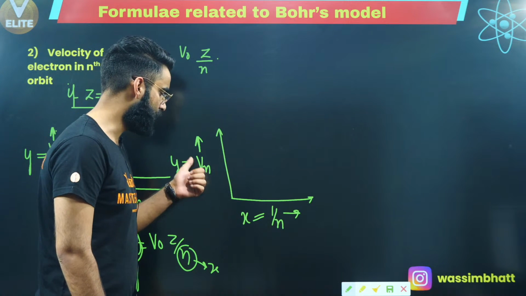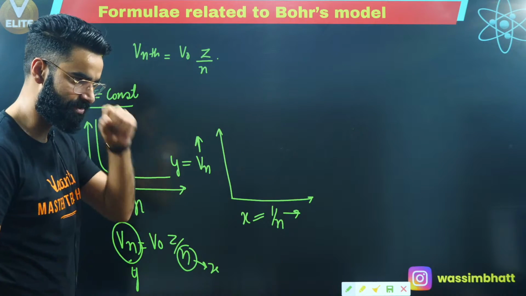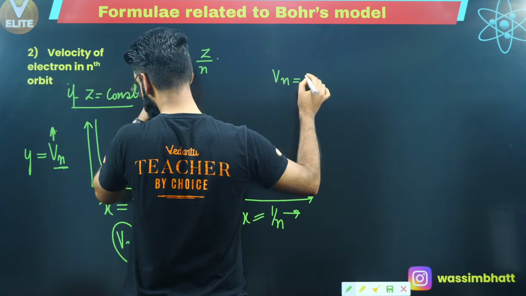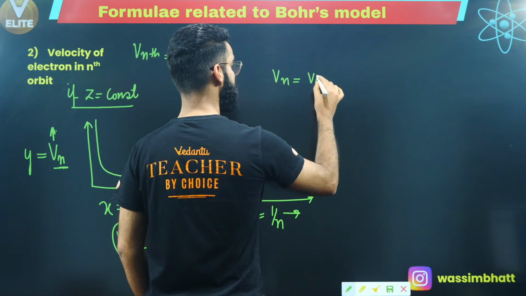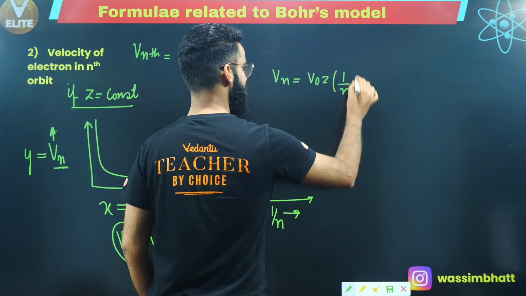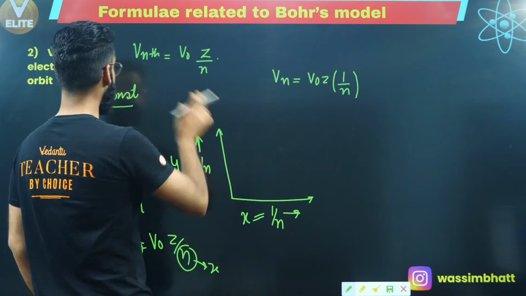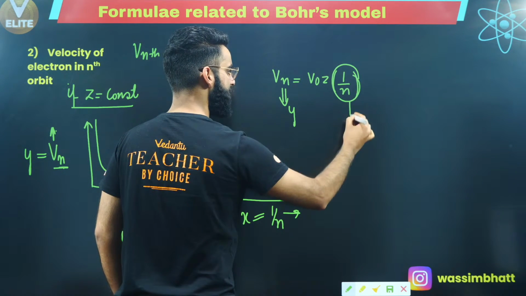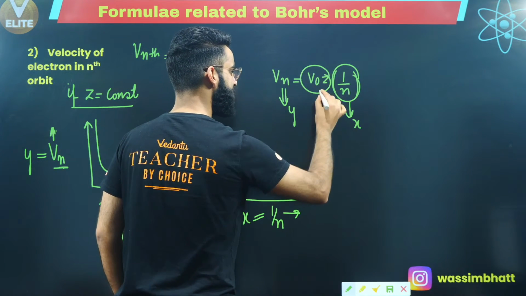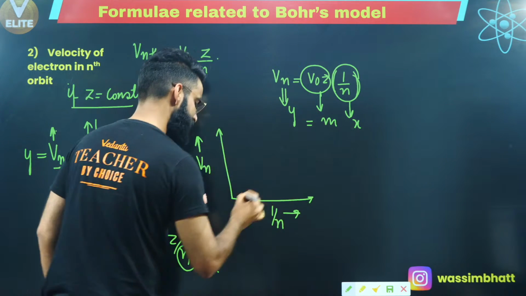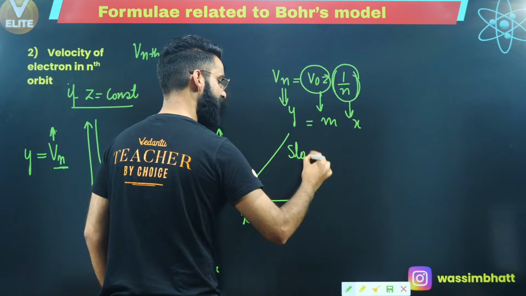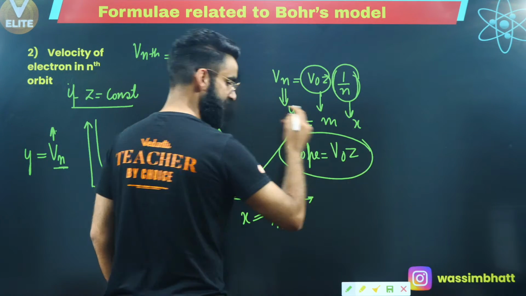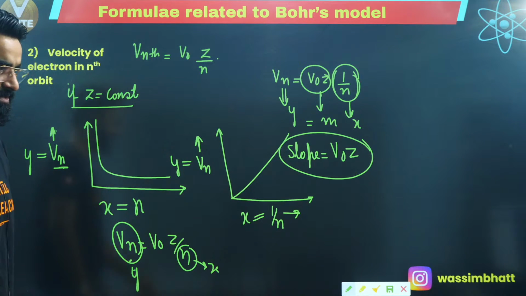Now the second curve, velocity of electron versus 1 by N. Again, I'll be using the simple formula. Velocity of electron in the nth orbit is equal to V naught multiplied by Z multiplied by 1 by N. I can write it this way as well. If Z is constant, I'm plotting Vn along the y-axis and 1 by N along the x-axis, so this term automatically becomes the slope m. Y is equal to mx means a straight line passing through the origin, and if I ask you the slope of this curve, the value of m, it is simply V naught multiplied by Z. As simple as that.